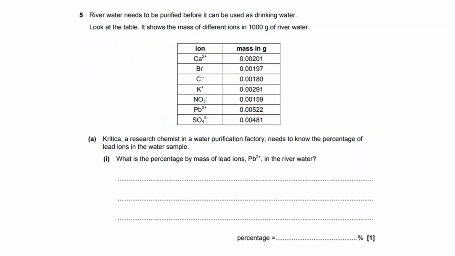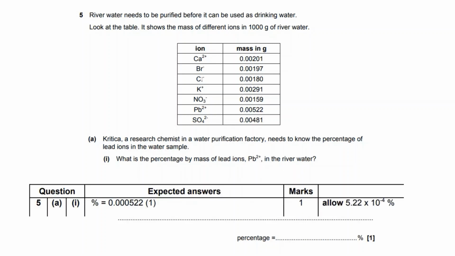Right, question 5. River water needs to be purified before it can be used as drinking water. Look at the table. It shows the mass of different ions in 1 kilogram of river water. A. Kritika, a research chemist in a water purification factory, needs to know the percentage of lead ions in the water sample. What is the percentage by mass of lead ions, Pb2+, in the river water? So what is the percentage? There it is, the answer.